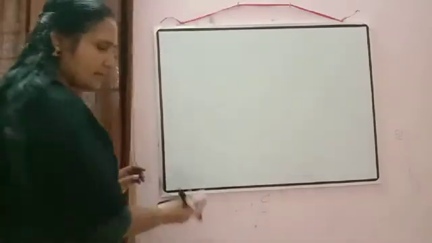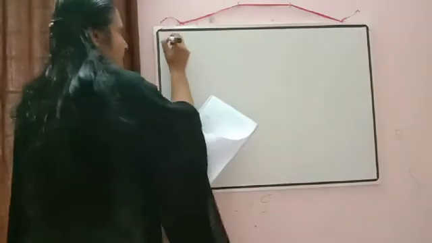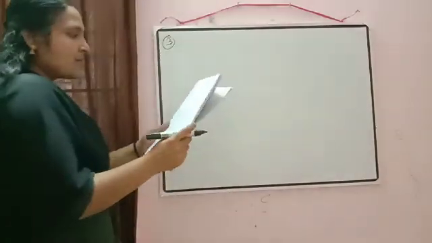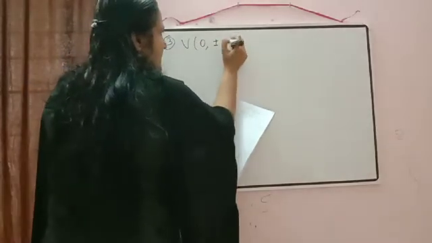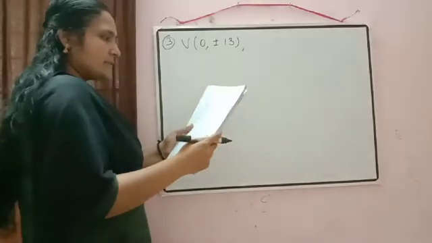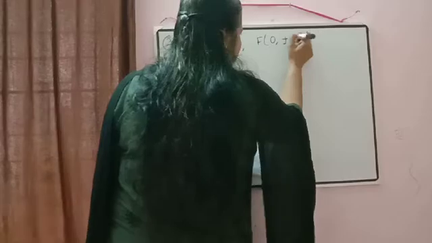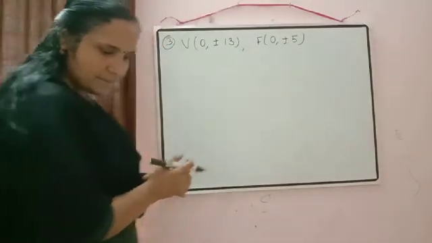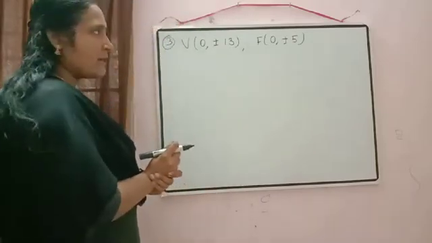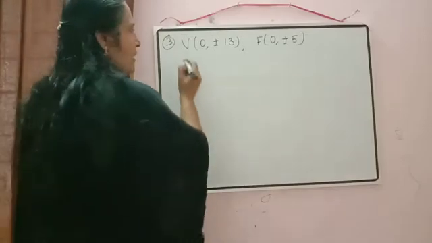All these you will get if you know all the things properly. Okay. If foci is given, that means that is c. In this way you should know all the things. Now third question: vertices 0, plus or minus 13, foci 0, plus or minus 5. Both are on the y-axis. So our major axis is along the y-axis.